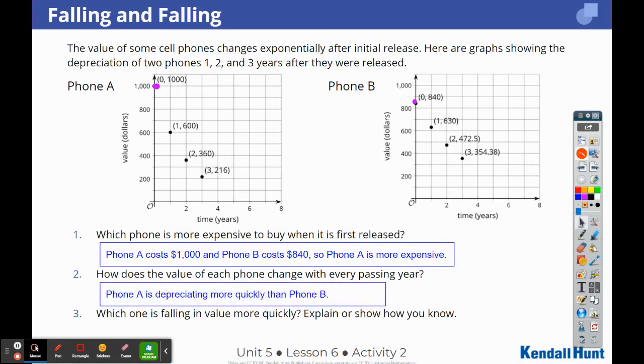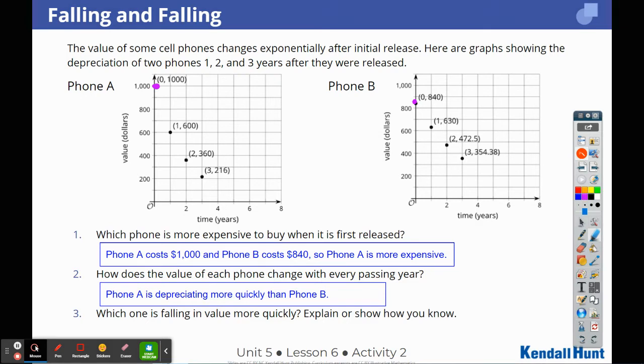How does the value of each phone change with every passing year? Phone A and B are both depreciating, and you can tell by looking at the graph that phone A is depreciating more because it dropped from 1,000 to 600 in the first year. And so that's a difference of 400. And then phone B dropped from 840 to 630. So that is not quite as much.